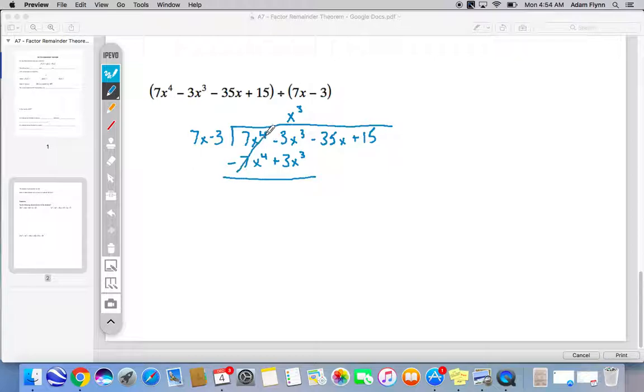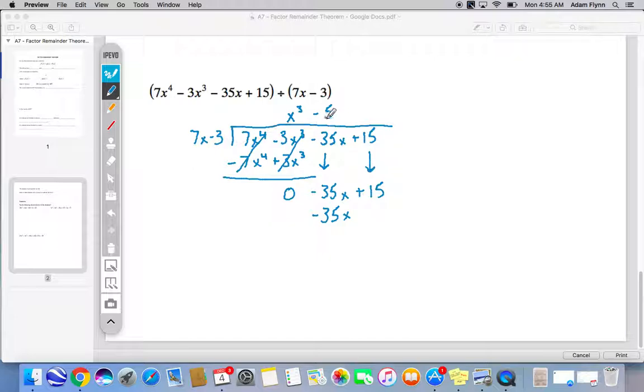So my quartic terms cancel, and so do my cubic terms. So I'm left with 0. Of course, I'll bring down my negative 35x and my plus 15. So negative 35x divided by 7x is negative 5. 7x times negative 5 is negative 35x.